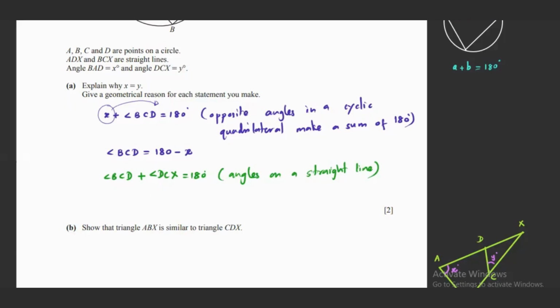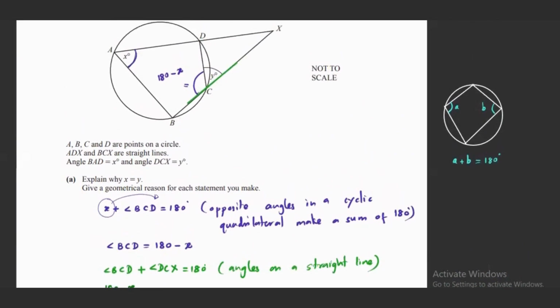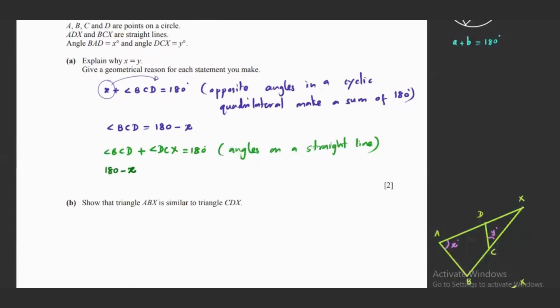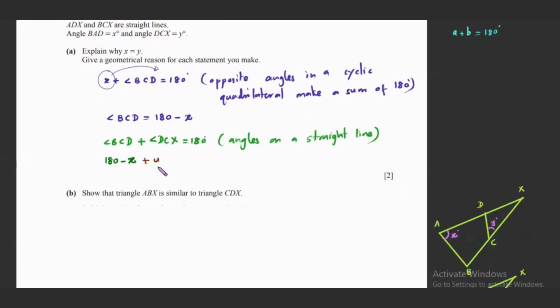So angles on a straight line will make a sum of 180 degrees. Now BCD is already known to us, which is 180 minus X, and DCX is also known to us because in the diagram it's given as Y. So I'm going to put that Y here. So plus Y is equal to 180. Now I need to find what X is or what Y is. Then I will know if I can say X is equal to Y or not.